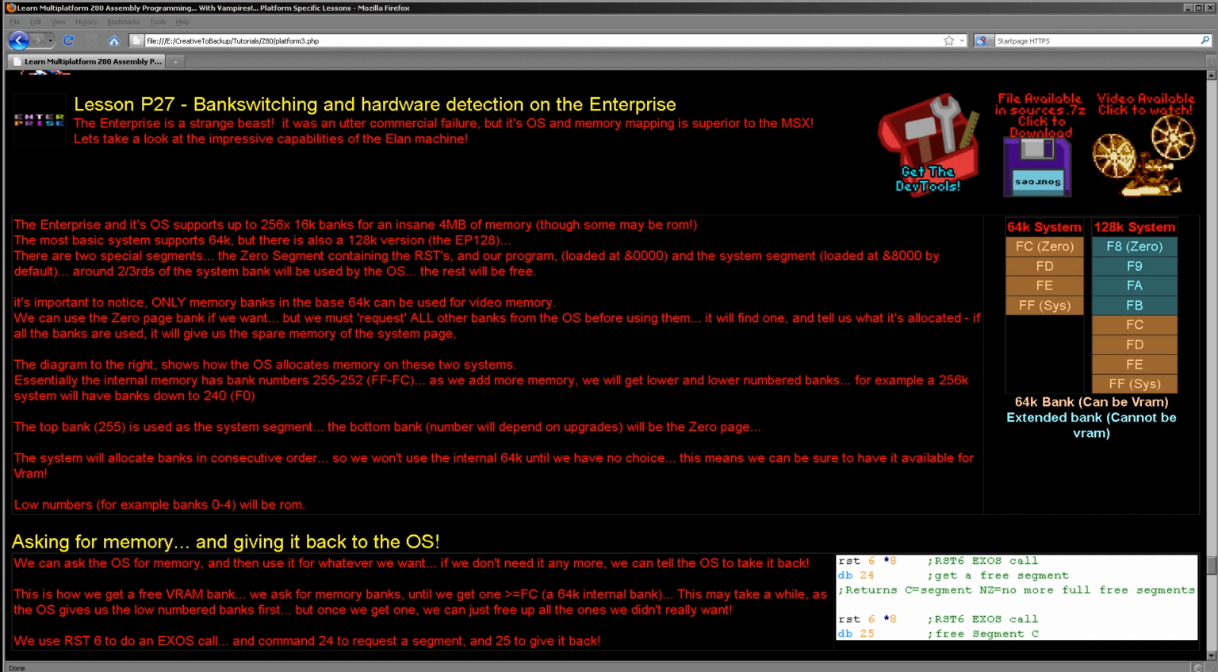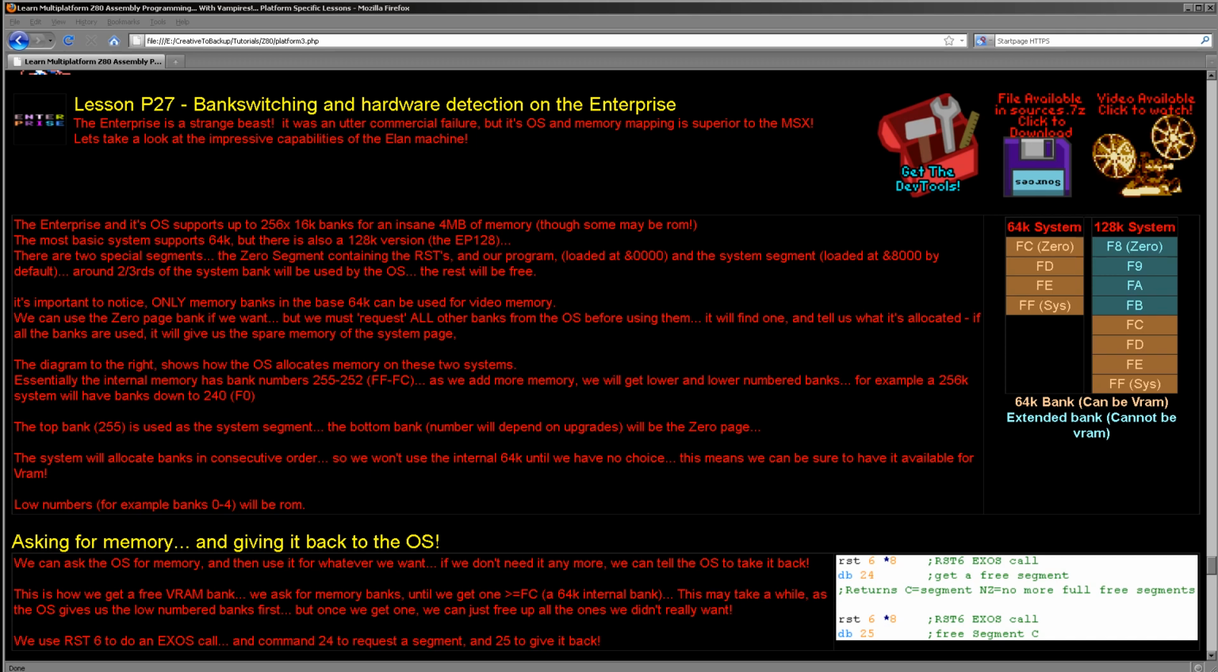Now, when you switch on an Enterprise, 2 banks will already be allocated to special purposes. The FF bank is the system bank. This has the system variables, the stack, things like that. And the lowest numbered bank, whatever that is within the system, will be the 0 page. And this will be loaded into the lowest area of the system memory, and that will have things like the RSTs in there. Now, as I say, the FF bank is always the system page, or at least in my experience, and the 0 page will always be the lowest numbered bank within the system, whether that's F8 on a 128K system or even lower on a 256K system.